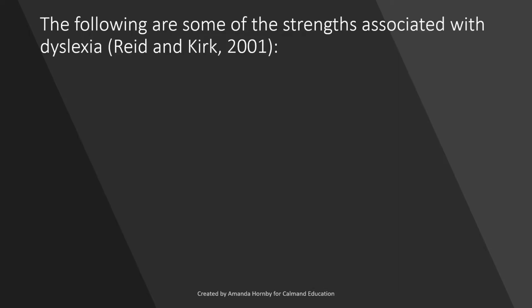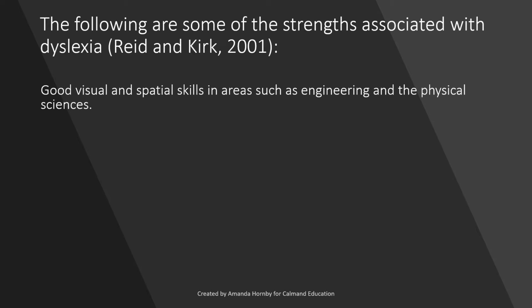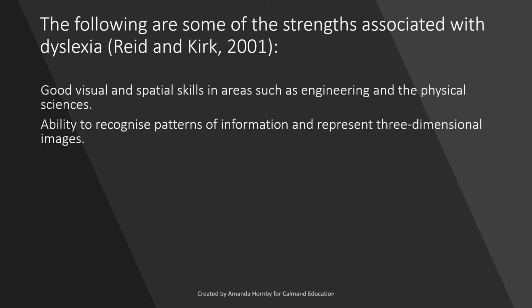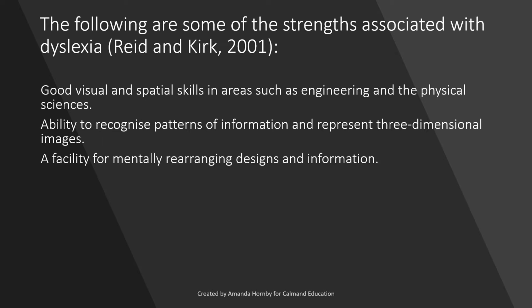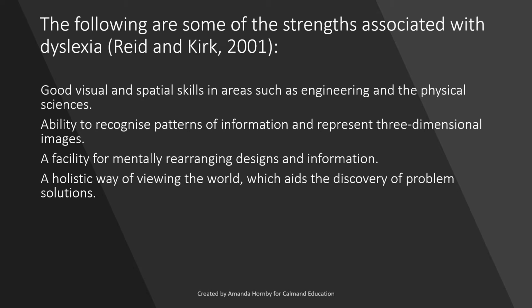Instead of looking at the difficulties, we're going to look at some of the strengths, and this is given to us by Reid and Kirk, 2001. They are actually very good at visual and spatial skills, for example in engineering and physical sciences. They have the ability to recognise patterns of information and represent three-dimensional images, which is why mind mapping is very good for dyslexics and how they get information down on the page. They have a facility for mentally rearranging designs and information. They have a holistic way of viewing the world, which aids the discovery of problem solutions.